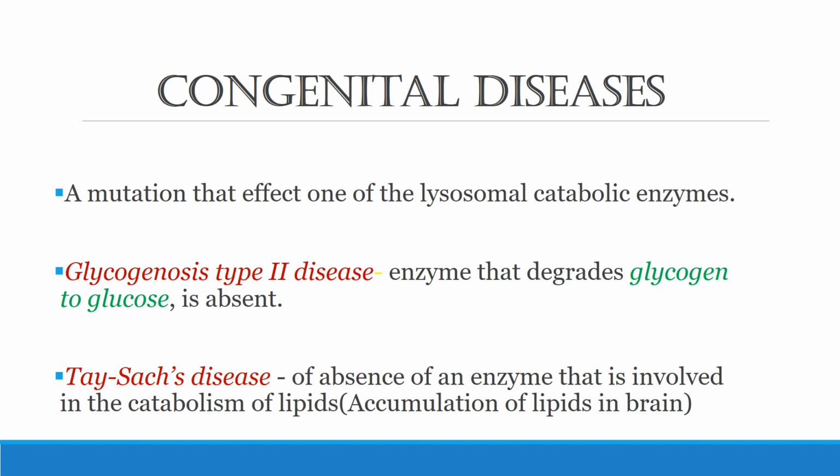So here you can see examples, such as glycogenosis type 2, in which there is absence of an enzyme that breaks down glycogen, the stored form of glucose, to produce glucose. So there is absence of this enzyme, due to which there is occurrence of a disease, a congenital disease known as glycogenosis type 2 disease.